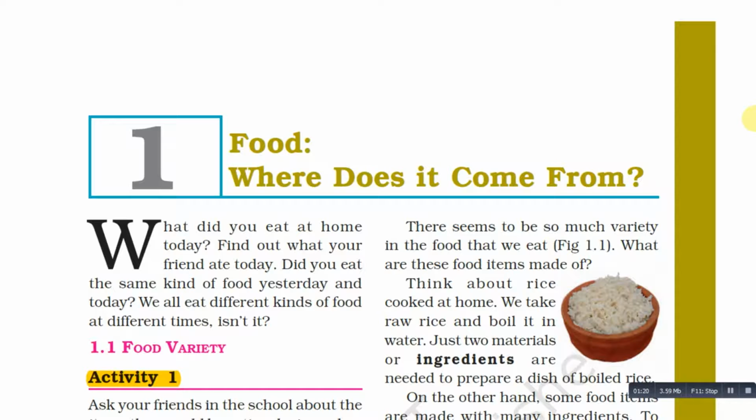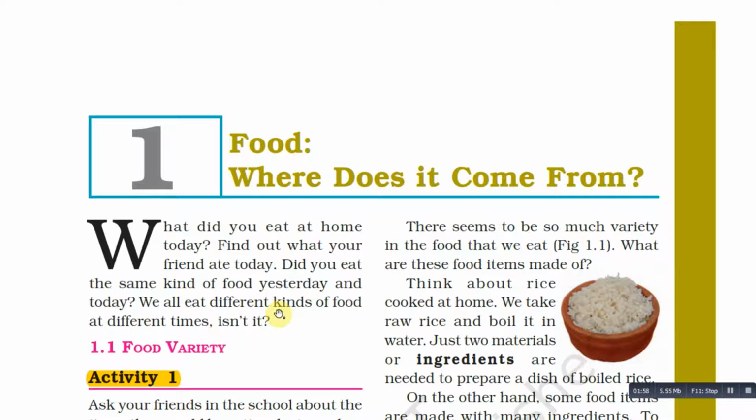So the second question that comes to our mind is, what are the sources of food? Before we go for the sources, first I will read out and then I will explain to you. If I start reading from the first line: What did you eat at home today? Find out what your friends ate today. Did you eat the same kind of food yesterday and today? We all eat different kinds of food at different times, isn't it?